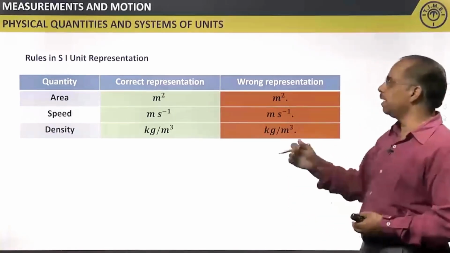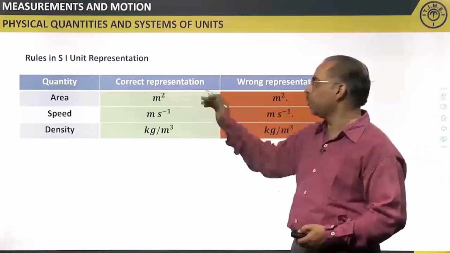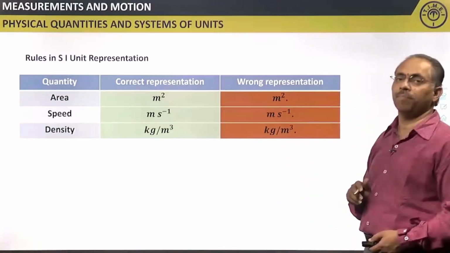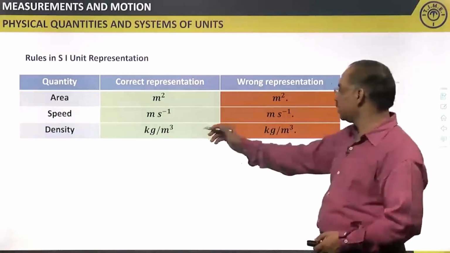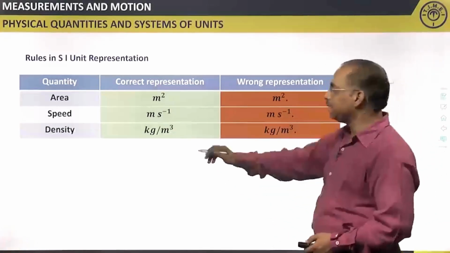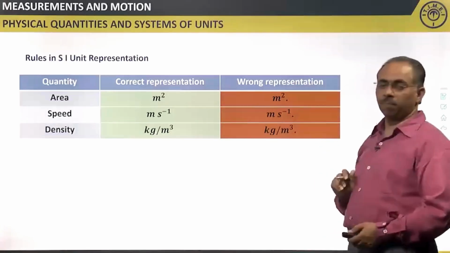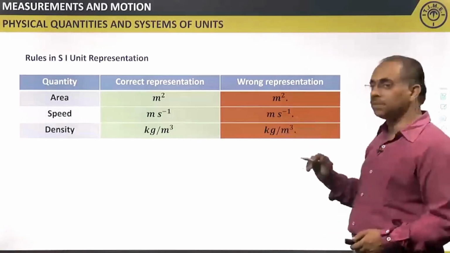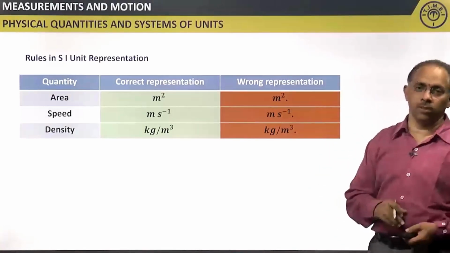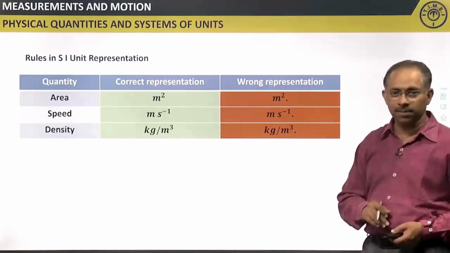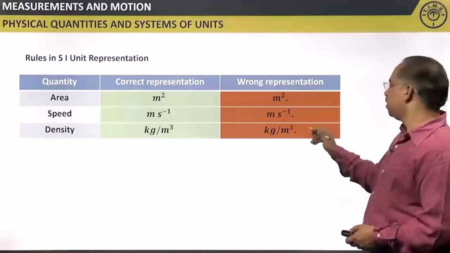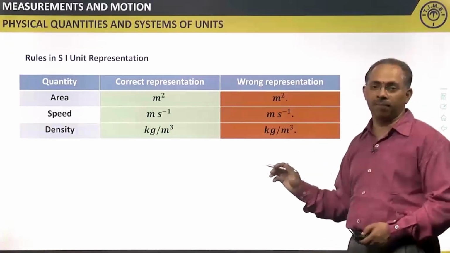So here I will say the correct representation is m square, whereas here it is m square with a full stop. Here you can see m s power minus 1 for speed, whereas here there is a full stop. Kg per meter cube, full stop. From these observations, can you identify what is the rule to be followed? Yes, have a guess. You are right. We should not put a full stop at the end of the unit.